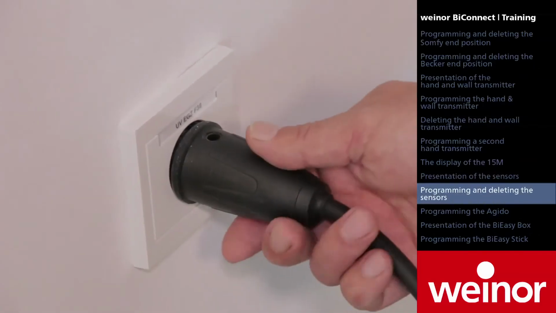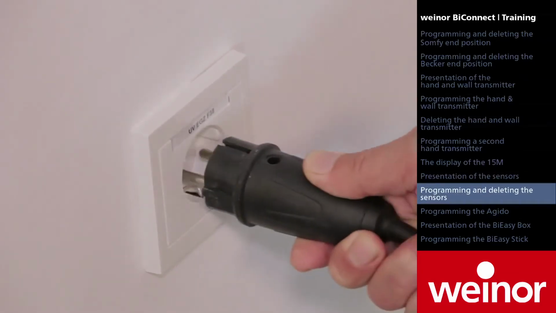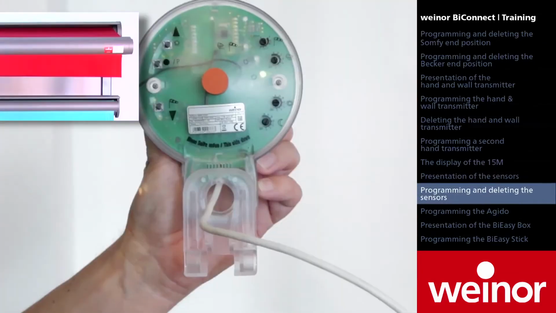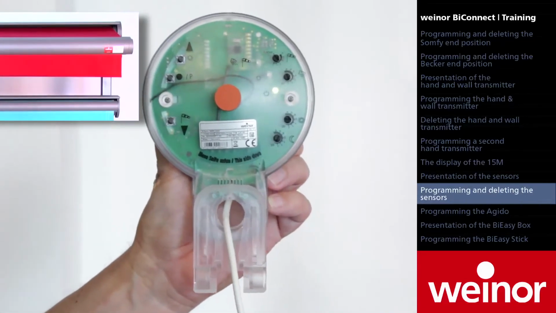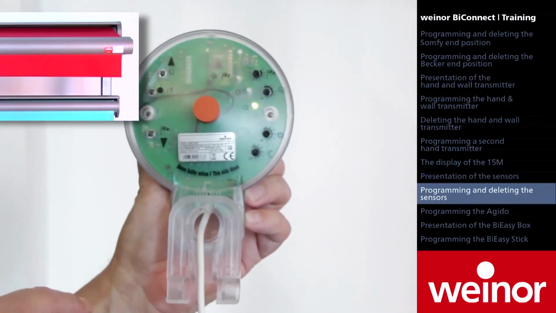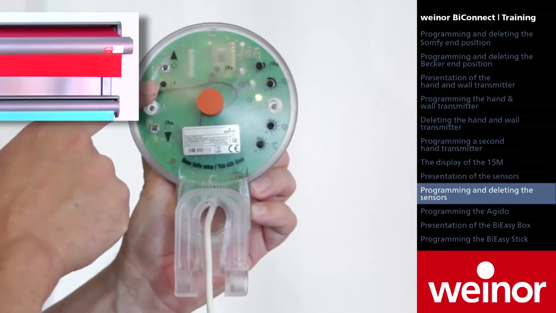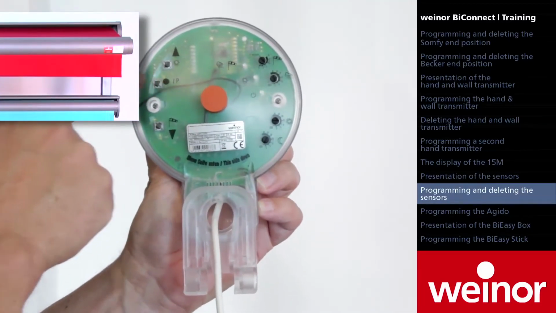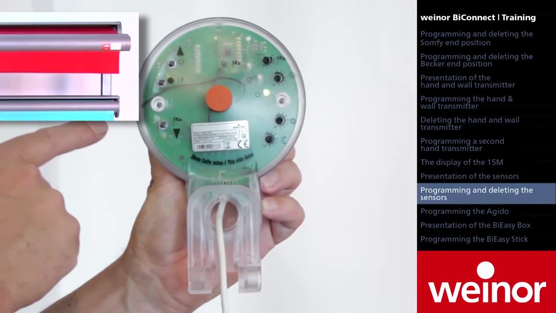Programming and deleting the sensors. Please disconnect the awning briefly from the power supply. Proceed as follows to program in the sensors. Provide the sensor with power. Please do not touch the water sensor. Press the programming button. The awning goes into program mode.